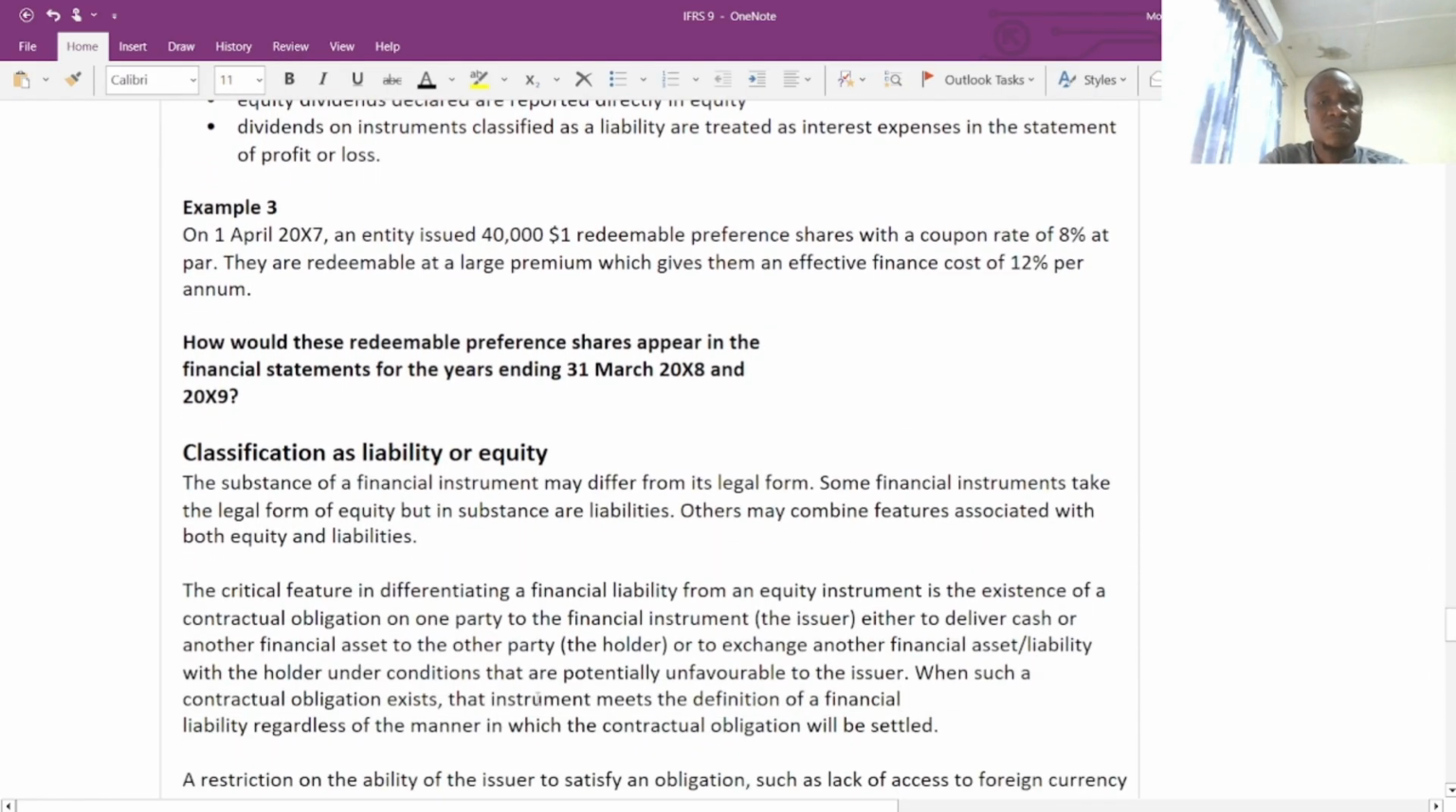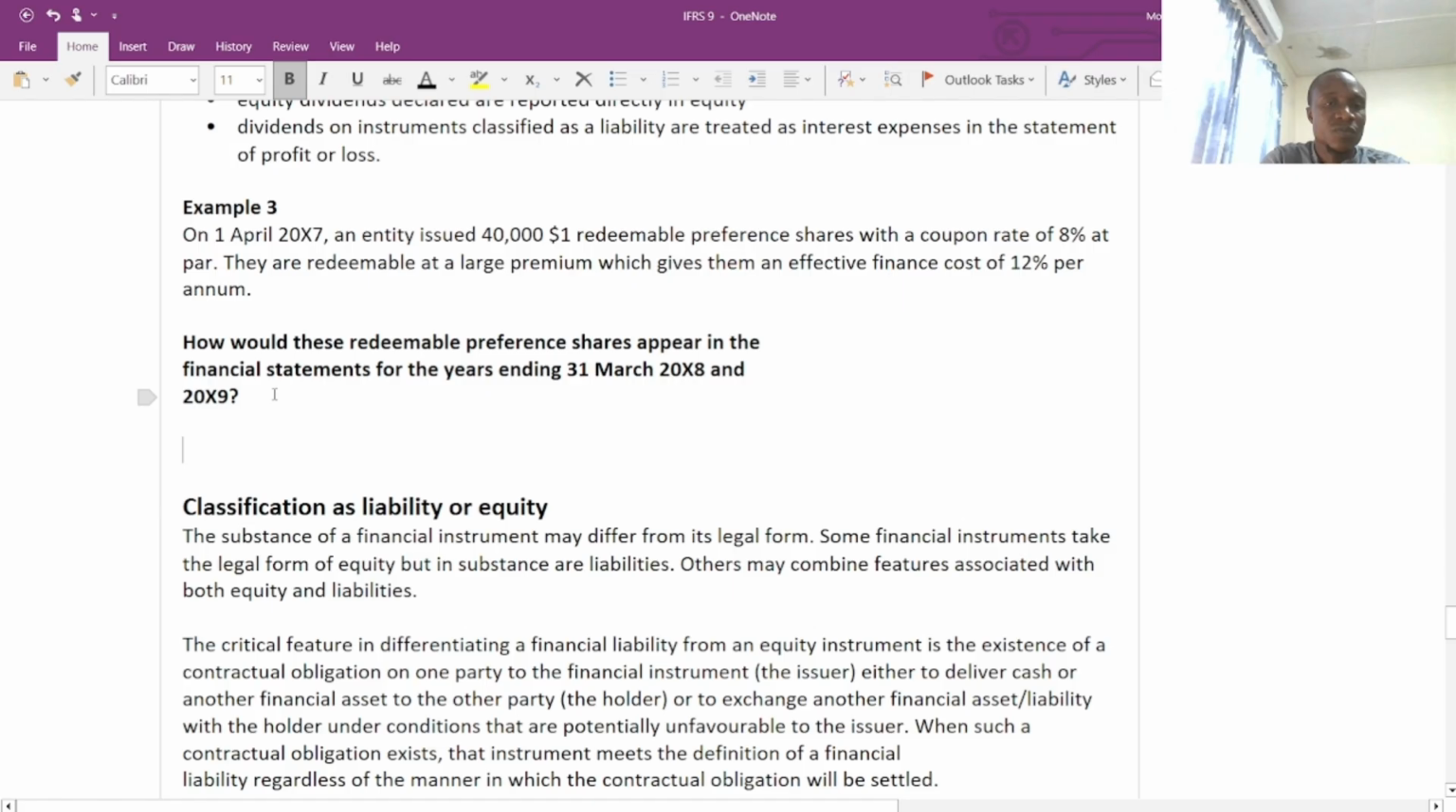So now we are going to look at this Example 3 so that we can loosen up before going to compound financial instruments, which is very important. On 1st April, the requirement: how will these redeemable preference shares appear in the financial statements for the year ended 31st March 20X8? On 1st April 20X7, an entity issued 40,000 $1 redeemable preference shares with a coupon rate of 8% at par. They are redeemable at a large premium, which gives them an effective finance cost of 12% per annum.